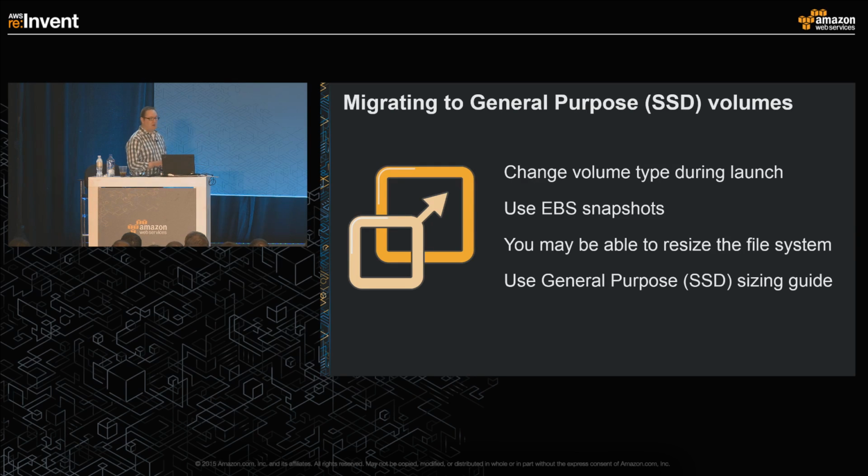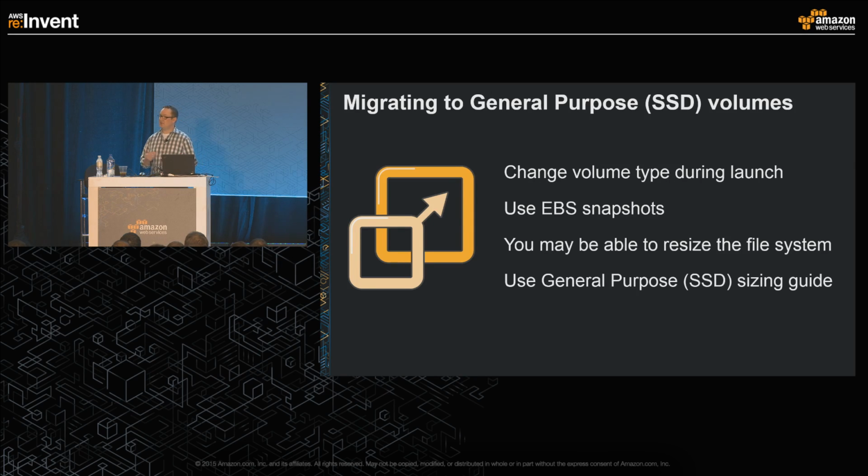So how do you migrate onto GP2 volumes? How do you get onto general purpose volumes? You can change the volume type at launch. So if you're launching something and you want to use a different type of volume the next time, you can just change that at launch. You can use EBS snapshots to easily get from one volume type to another. And it's not just to GP2. You can go from provisioned IOPS to GP2 or magnetic to GP2. It's very easy to do that.